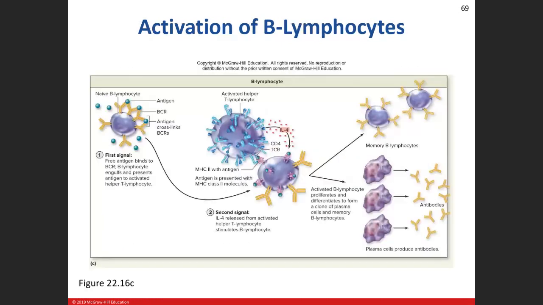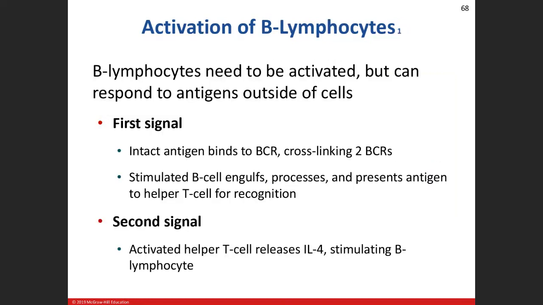I'm going to show you that picture real fast. This is the cross-linking that I'm talking about. So these are the receptors, these yellow structures, and you can see here's one, here's another, and they're cross-linking. These two different receptors are sharing the same antigen. That's what we're referring to as the cross-linking. So they're like sharing. Sharing is caring in this situation.